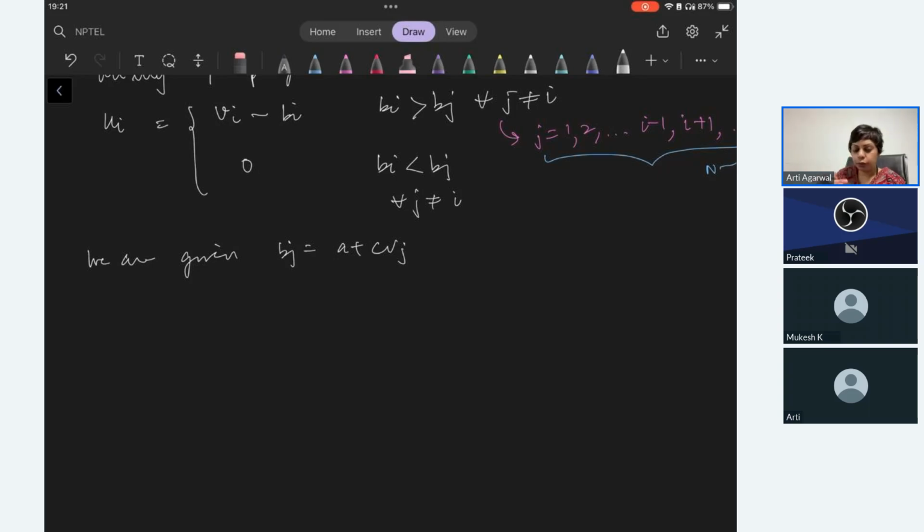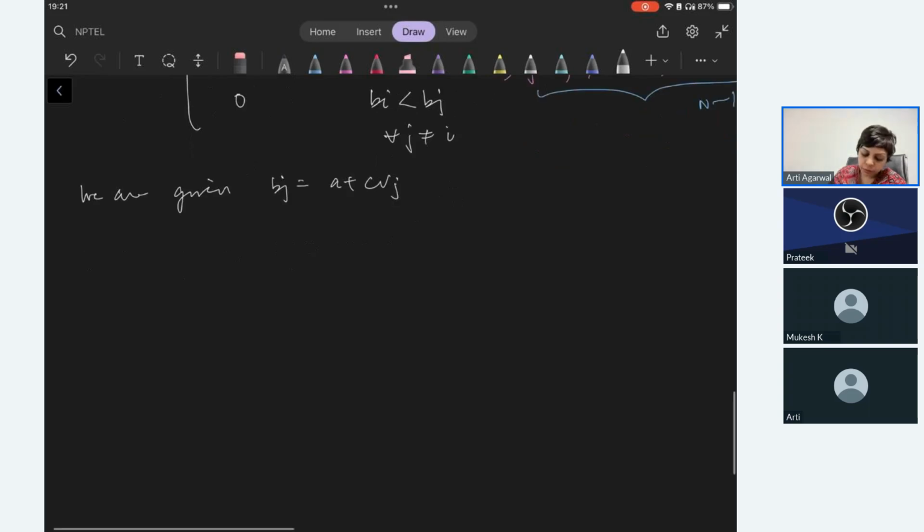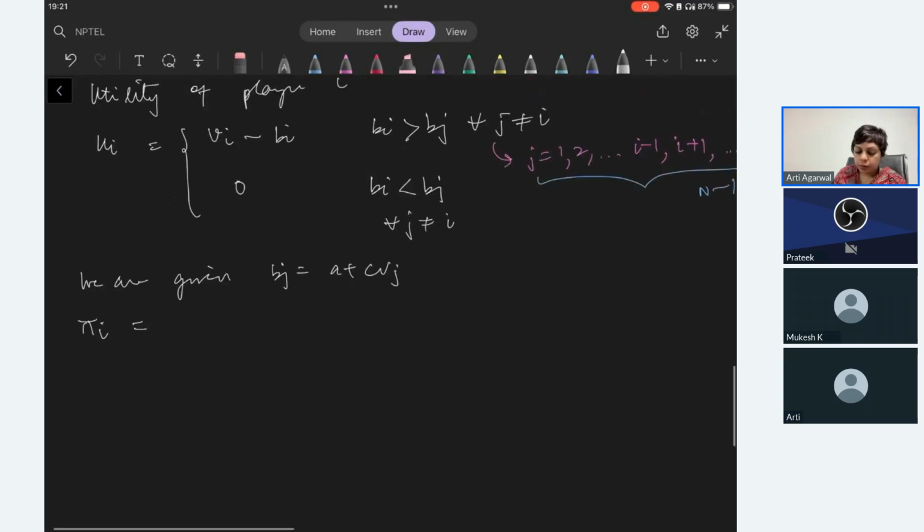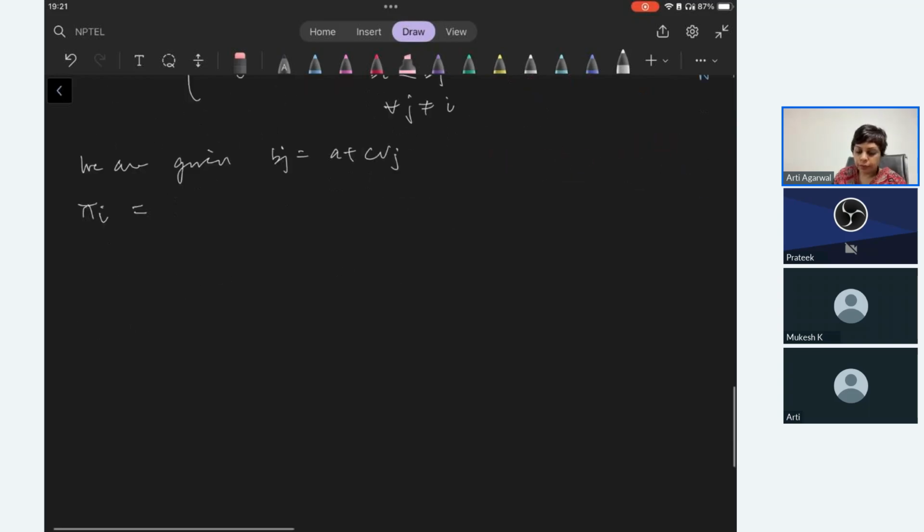something. I will come to the expression later. I don't want to give it away in the beginning. Let's write the usual thing we do. The expected payoff of player i is, now the value of the payoff is Vi minus Bi if he wins, into the probability of win, plus the payoff when he loses into the probability of not win or loss.